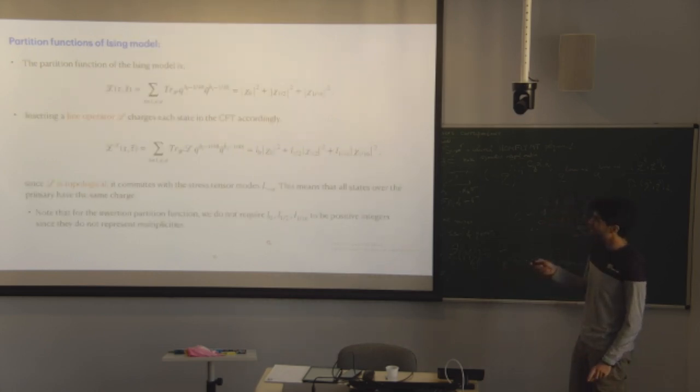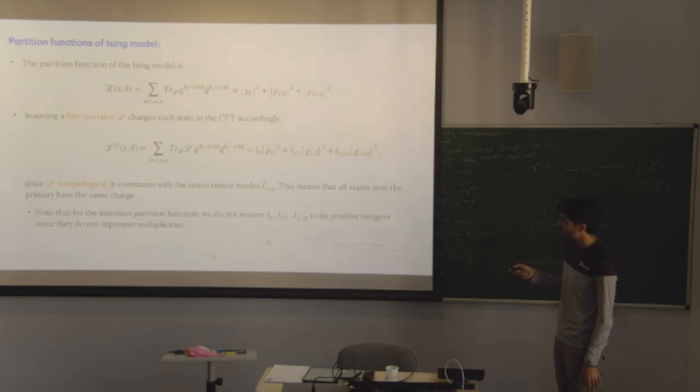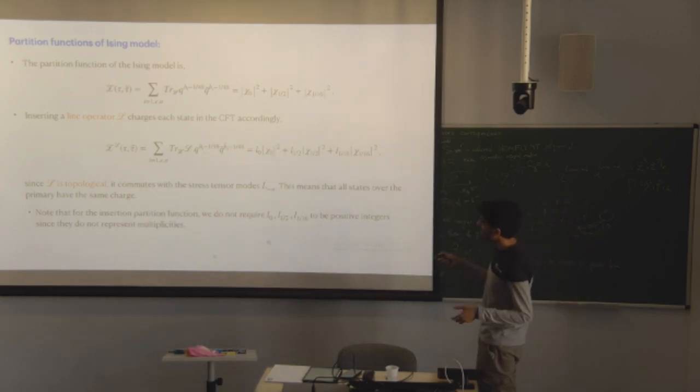So the Ising model example that we were looking at would have this partition function written in terms of these characters. So this would be the vacuum, the epsilon, and the sigma. All three contribute equally, and then you can write the partition function like this. Now once you insert a line operator, you charge all your states, and then you would get the eigenvalues L0, L half and L1 over 16 accompanying these characters, because inside the trace it acts on one of the states, and then the number comes out.